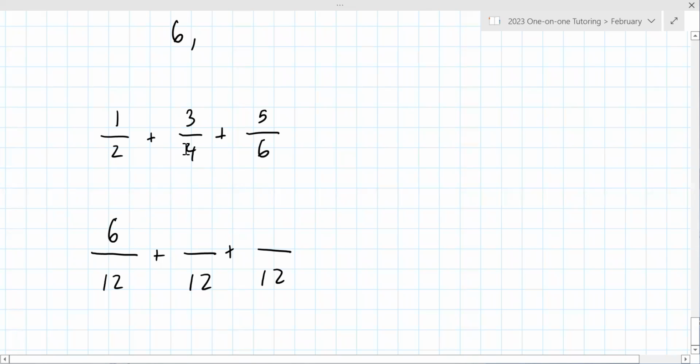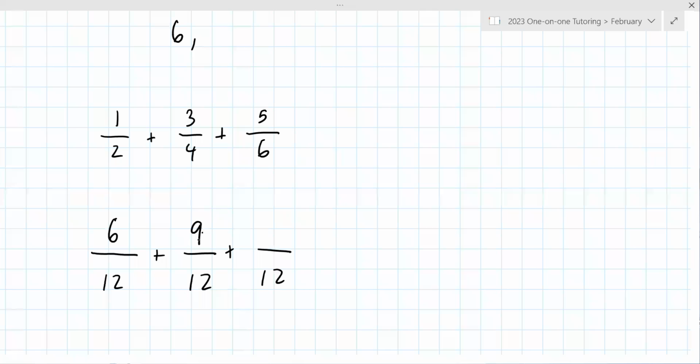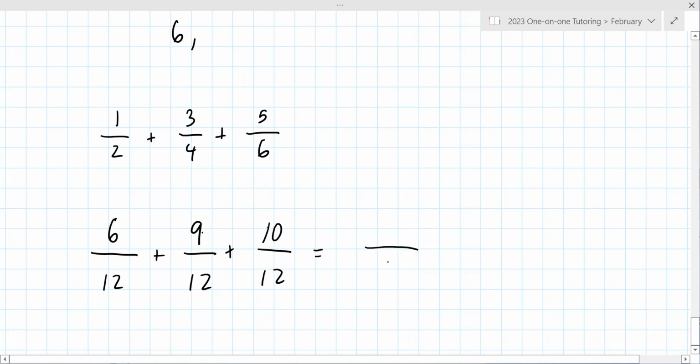3. But you're multiplying 4 times 3, so you have to multiply the top number by 3. Oh, so 4 times 3 is 12, so you have to multiply that top 3 also by 3. So 9. How about the last one here? What are you multiplying 6 by to get to 12? 2. So you multiply the 5 by 2. That is 10. Okay, and what do these add up to on the top?